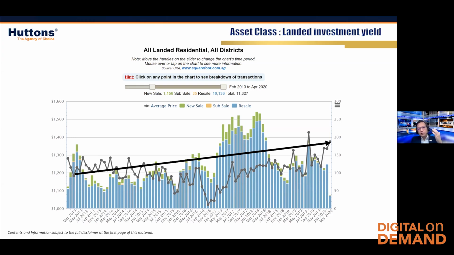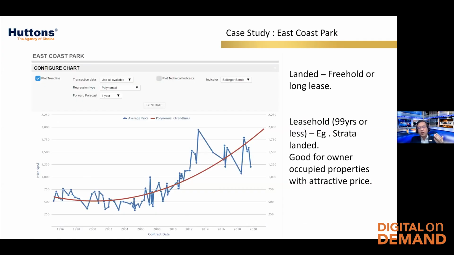And you may say, hey, Daryl, this is very general. Is there something that is very specific? Because I live in the East, I want to show you somewhere in East Coast Park. East Coast Park is interesting. If you take a look here, from the time of the Asian financial crisis all the way to now, we see that there is a very good upside in terms of the gain.